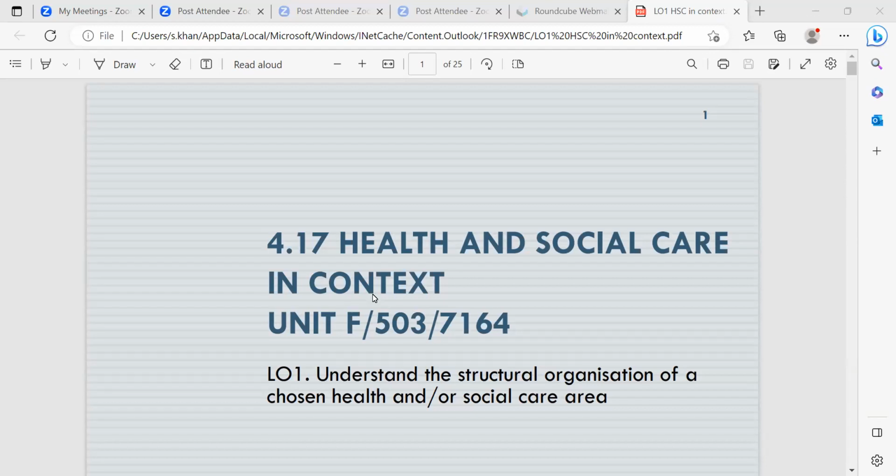Today's session, the unit we'll be doing is 4.17, Health and Social Care in Context, Unit F5037164, and my name is Shazia Khan. Today we'll be looking at Learning Outcome 1, which is to understand the structural organisation of a chosen health and social care area.